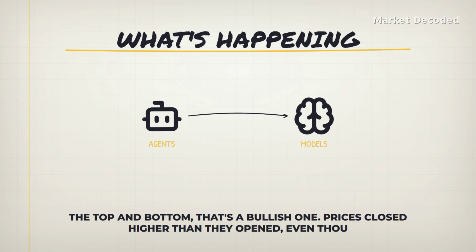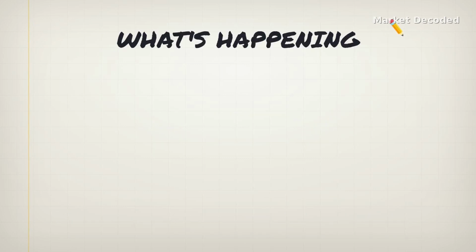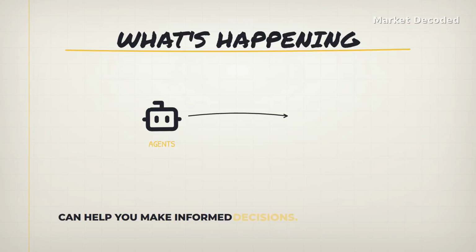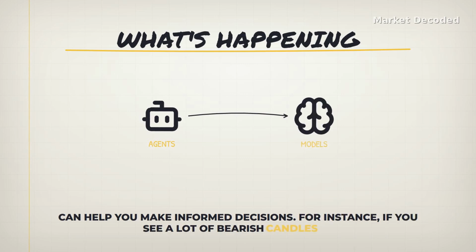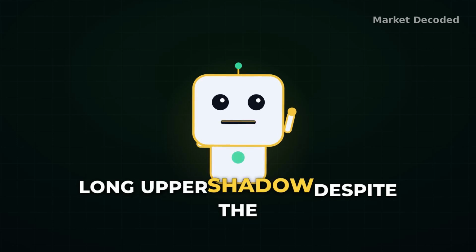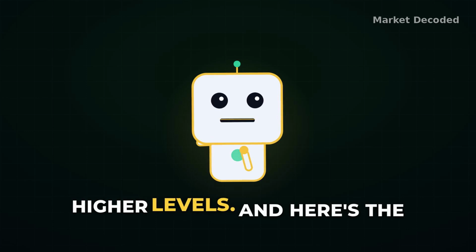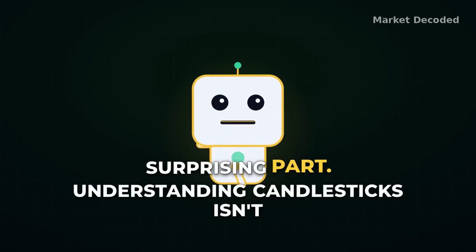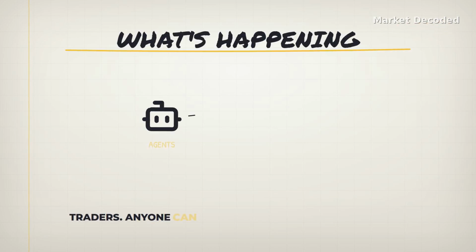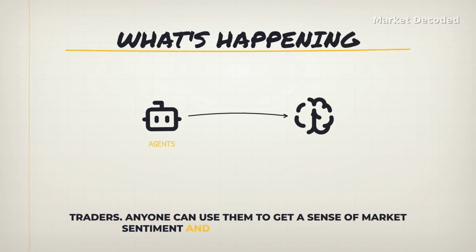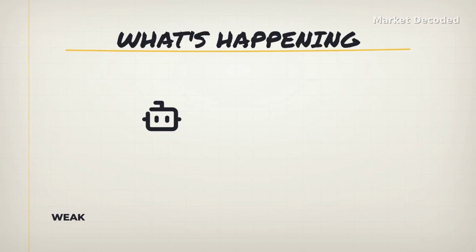This kind of detail isn't just for fun. It can help you make informed decisions. For instance, if you see a lot of bearish candles clustered together, it might signal an overall downward trend. Or if there's a long upper shadow despite the closing price being lower, it could indicate selling pressure at higher levels. And here's the surprising part. Understanding candlesticks isn't just for pro traders. Anyone can use them to get a sense of market sentiment and momentum. They're like a cheat sheet in your trading playbook, showing you where the market has been strong or weak and giving you hints about what might happen next.